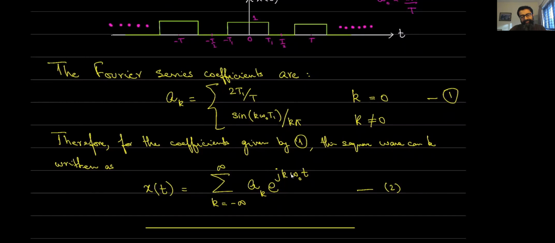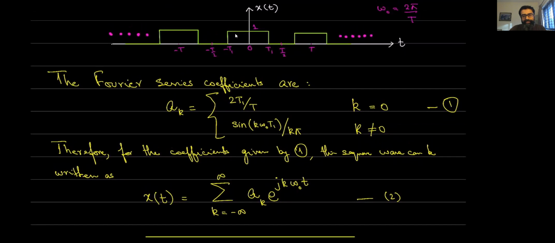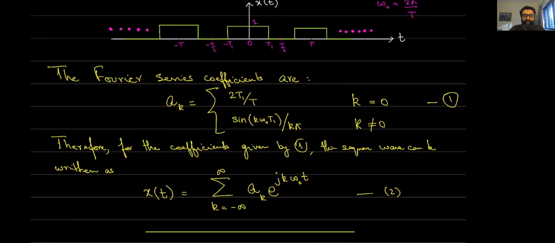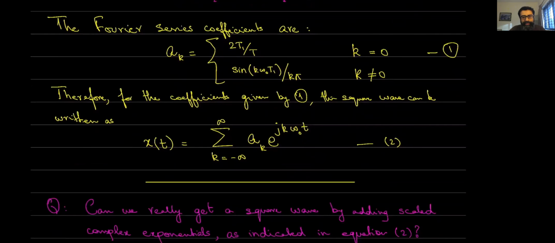That may sound a bit counterintuitive to some, because what you're really doing is adding up sinusoids, which are continuous signals. And this expression is telling you that when you add them up, you're going to get a nice discontinuous square wave. Now, in order to verify this, I'll urge you to try to implement this in Matlab.